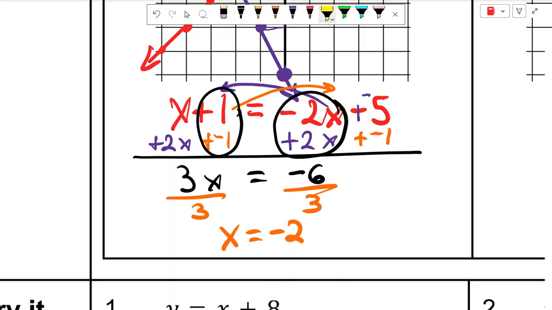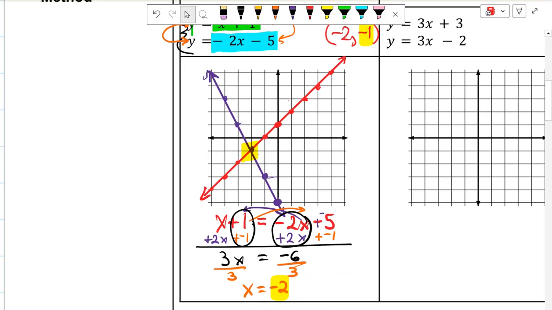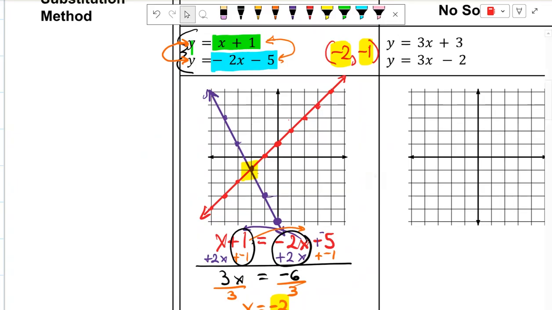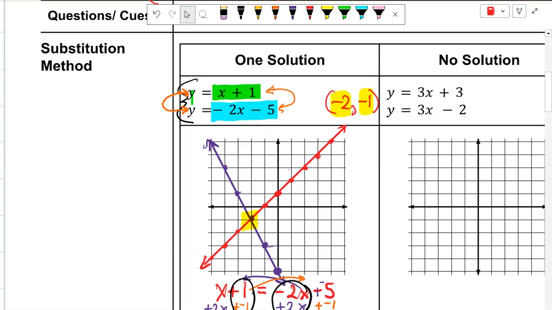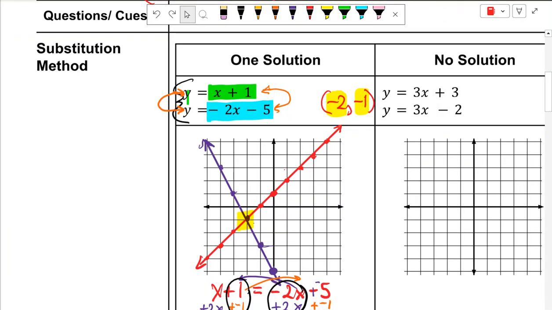Now where have you seen that before? Up in the graphing. What was x? x is negative 2. Well, once you have your x, all you have to do is pick either the top equation or the bottom equation and solve for y. Oops, let's fix that.